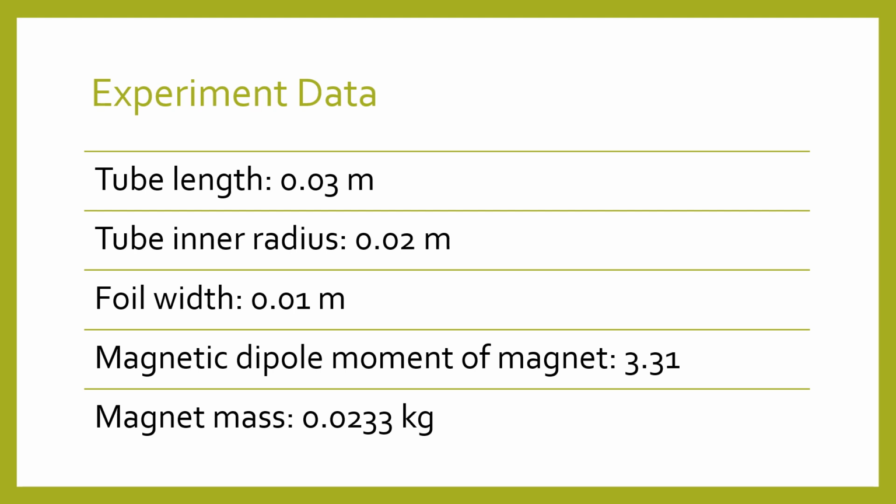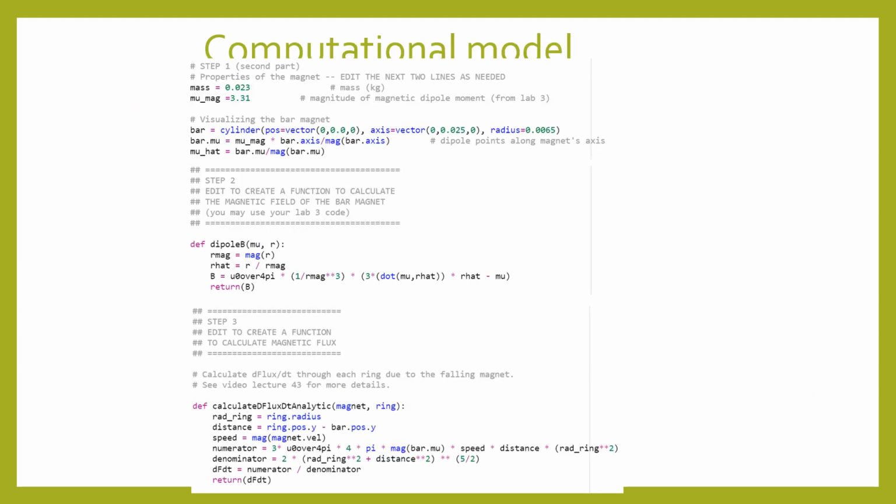After performing the multiple steps that I explained in the last slide, I retrieved the following data. The length of the tube in my experiment was 0.3 meters, or 3 centimeters. The inner radius of the tube was 0.2 meters. The foil width was 0.01 meters. The magnetic dipole moment of the magnet was 3.31, and the magnet mass was 0.0233 kilograms.